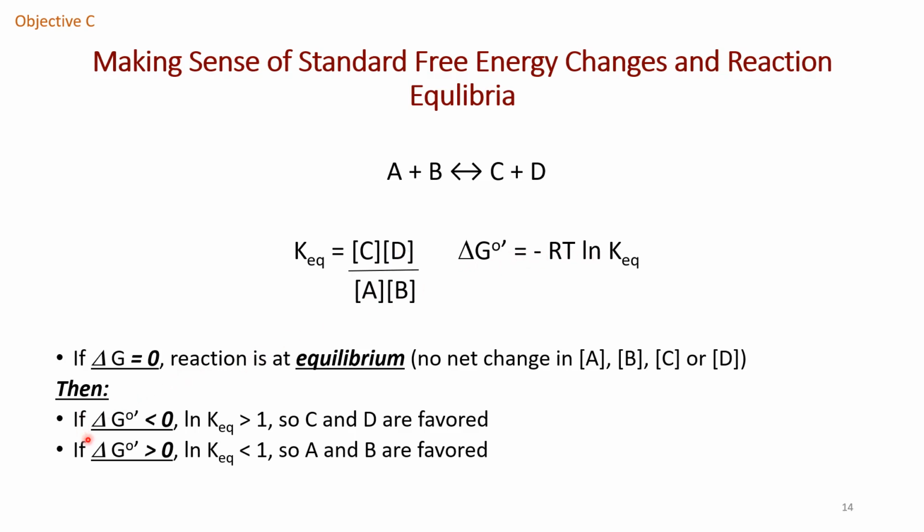And so we will say that if the delta G, standard free energy, is less than 0, log of KEQ is greater than 1, so C and D are favored. If your standard free energy is positive, it means the log of the equilibrium constant is a number lower than 1, and so your A and B are going to be favored under those conditions. And if you can remember that, you're all set. Negative delta G means you lie to the right. Positive delta G means you lie to the left.